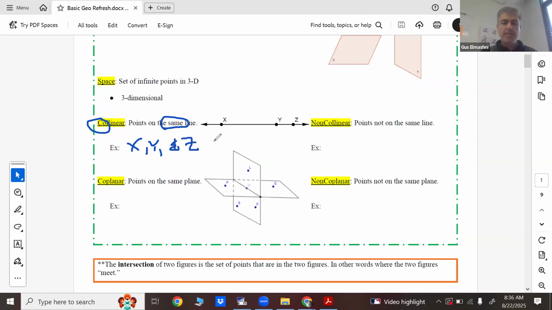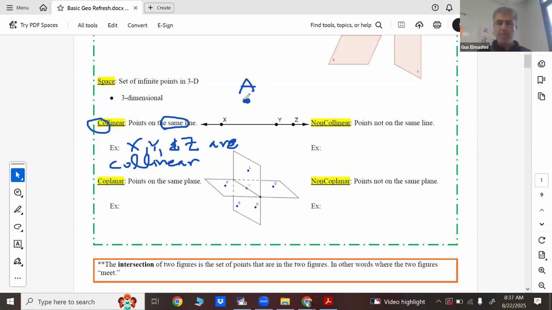X, Y, and Z are collinear, and it's just such a weird spelling with COL. It is what it is. I do co-dash-linear, but whatever. It's like collinear. Okay, non-collinear when they're not in the same line. So what if I drew a random point kind of floating above? So give me 3 points that are not collinear on what I just drew.